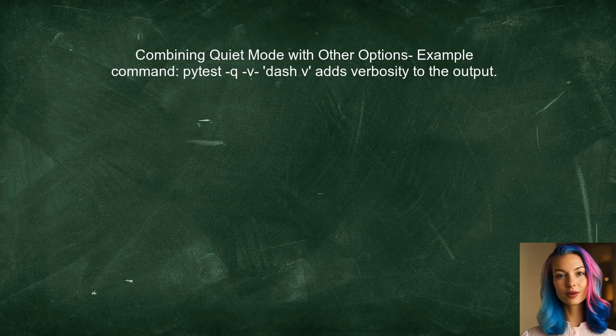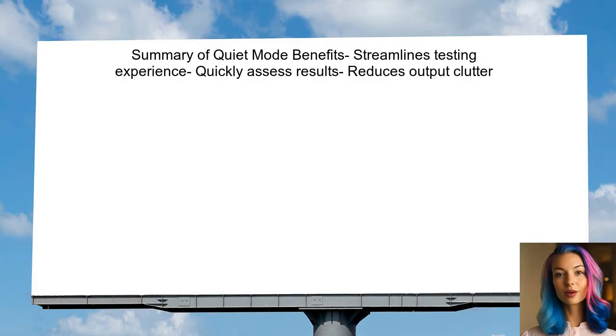The user can also combine quiet mode with other options to further customize the output. For example, using -q with -v can provide a balance between minimal output and detailed information. In summary, the user can use quiet mode to streamline their testing experience. This is especially helpful when they want to quickly assess the results without being overwhelmed by details.